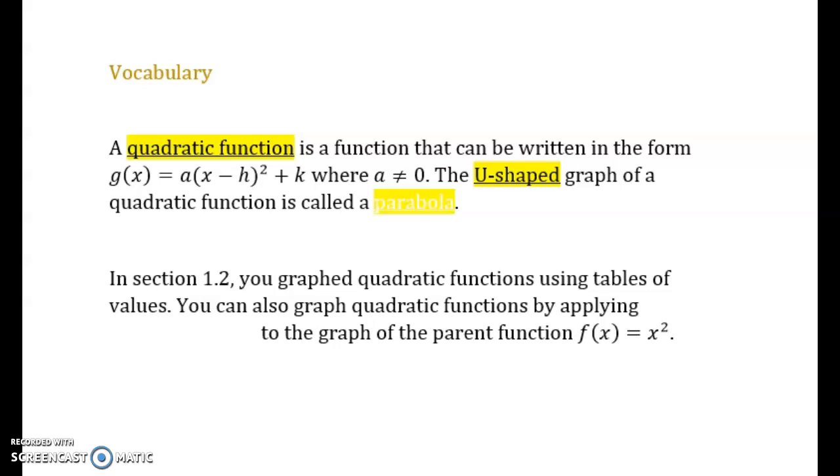Let me fix my language. Oh, my gravy. It keeps doing that. I don't know why.